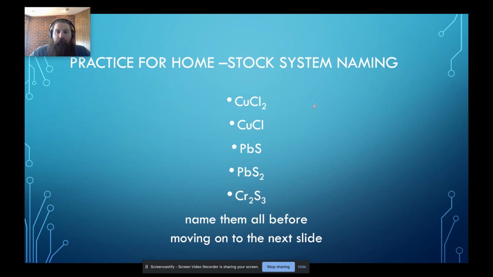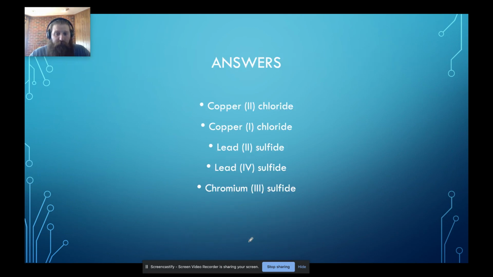Here are some things for you guys to name. All right, don't go to the next slide. Name them first. Notice all of these are stock system questions. All of those metals come out of the transition block, so they're going to have Roman numerals. Here are the answers. Make sure you get those answers.